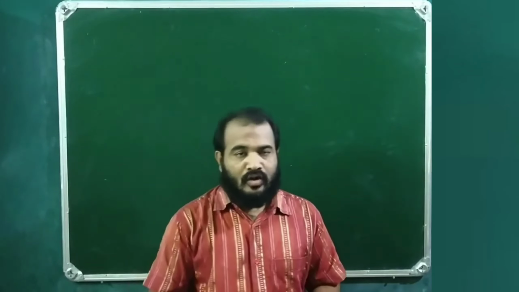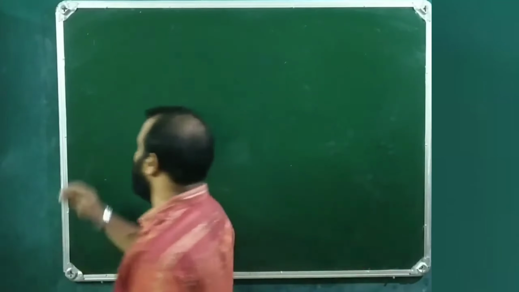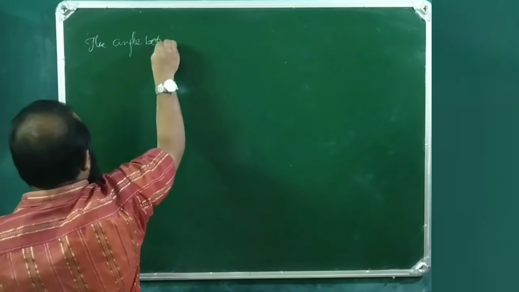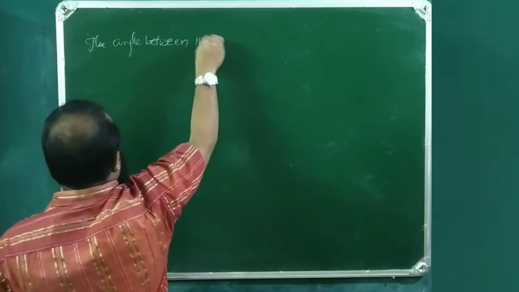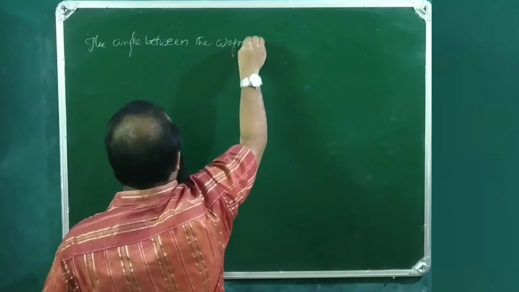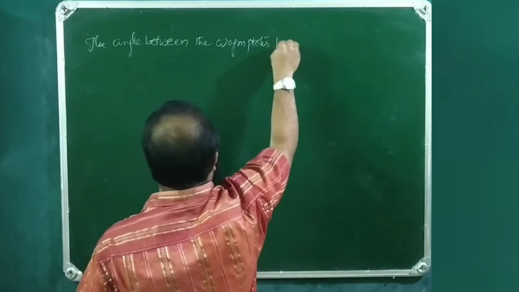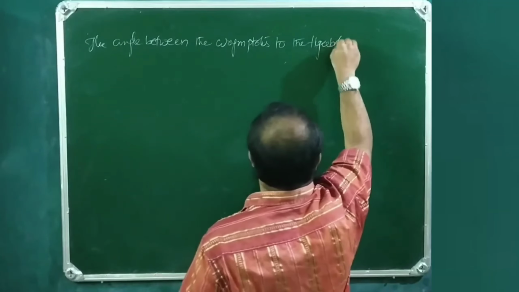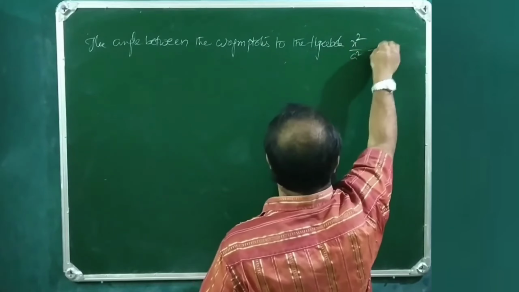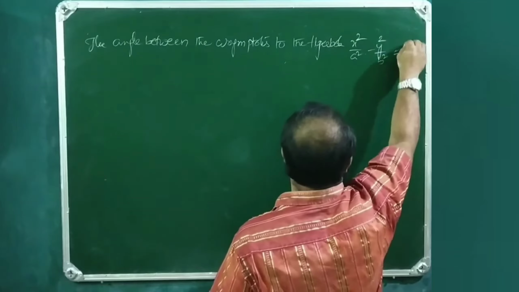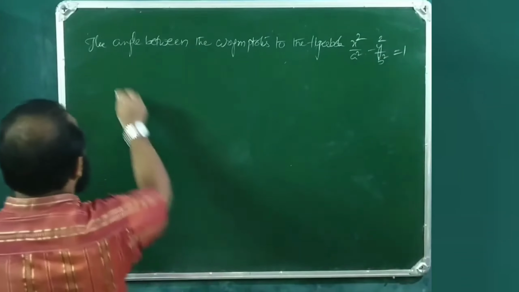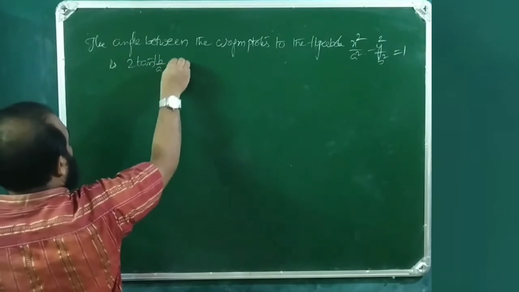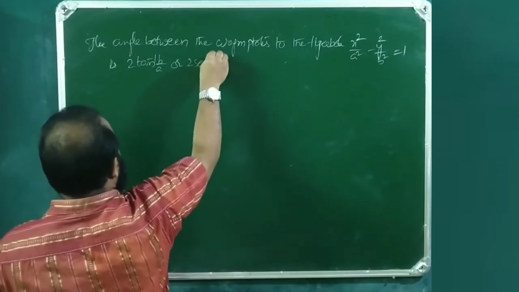Now the next one is the angle between the asymptotes. The angle between the asymptotes to the hyperbola x square by a square minus y square by b square equals to 1 is 2 tan inverse b by a or 2 secant inverse e.